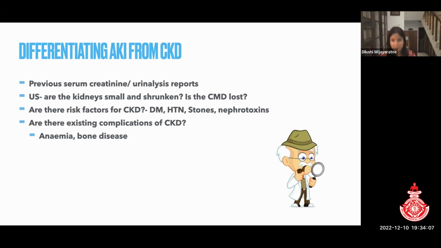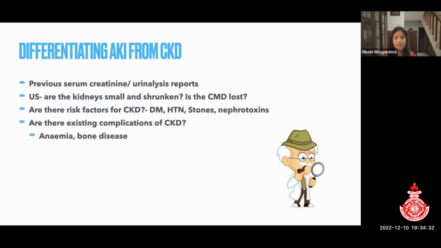That also suggests that it's CKD. Remember, in diabetes, you can have normal-sized kidneys, so that is not always helpful, but the CMD loss will be there. Are there risk factors for CKD? So if it's a diabetic, hypertensive, elderly patient, stones, patient on nephrotoxins, again, it's possible that this patient has CKD. But of course, there are plenty of patients who have these risk factors but don't have CKD, right?